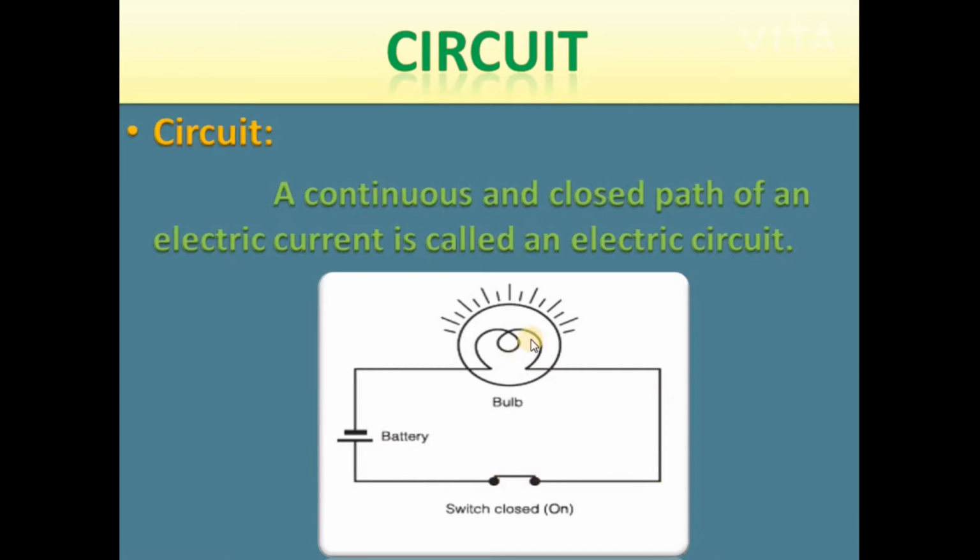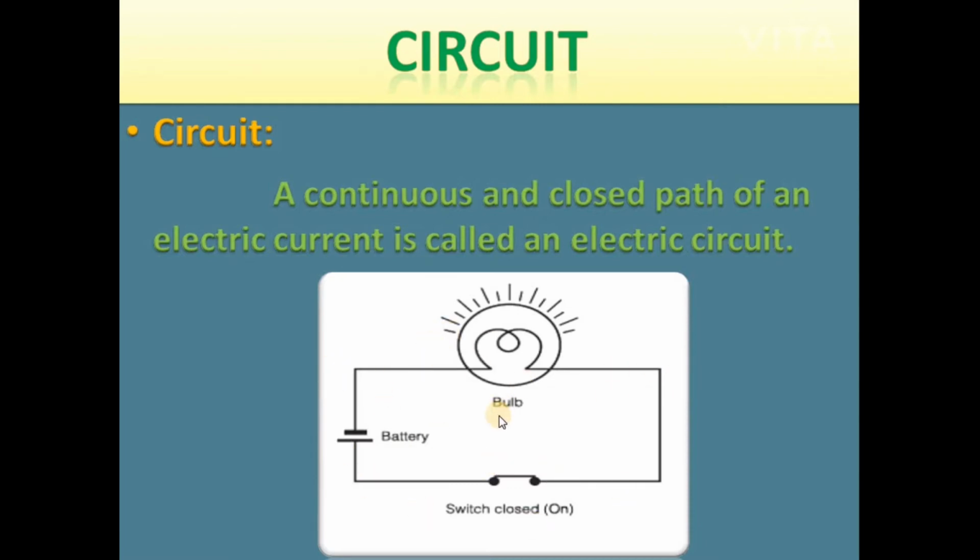The path is continuous and closed. Here it starts from the positive terminal of the battery, goes around and comes to the negative terminal of the battery. Where the path started, the path ended there only. Then we say that this type of connection is called a closed connection. Therefore, here the path is continuous, there is no break, and it is closed.